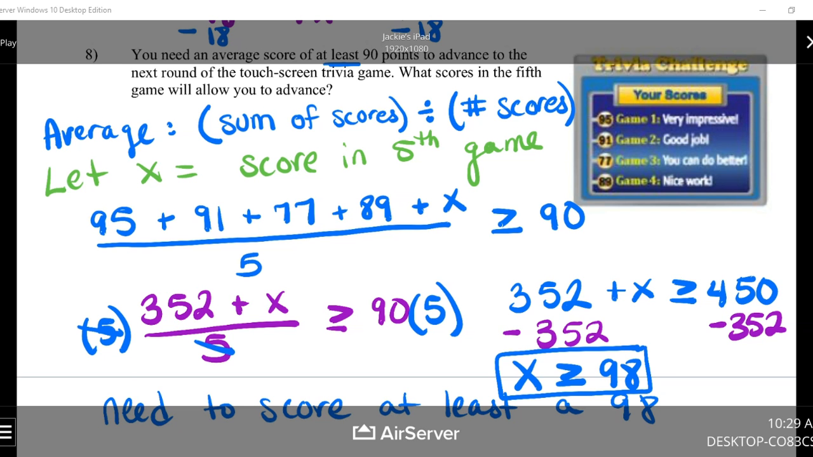Okay, that's it for the 2-4 day 2 notes on solving multi-step inequalities, including inequalities with variables on both sides.